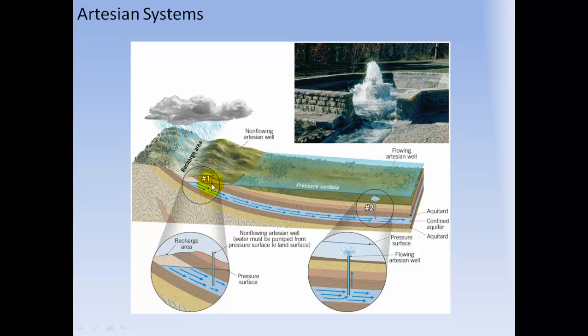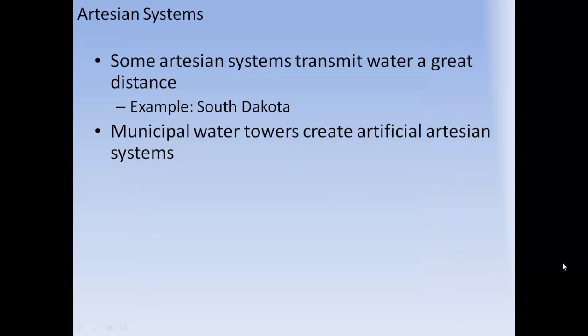Now, if you were to drill a well here, the top of that well is above the pressure surface. So the water will rise up as far as the pressure surface, but you'd still need a pump to get that water out. Down here, where the top of the well is below the pressure surface, the water will freely flow all the way up and out of that well. Some artesian systems transmit water at a great distance. For example, South Dakota. Municipal water towers create an artificial artesian system.